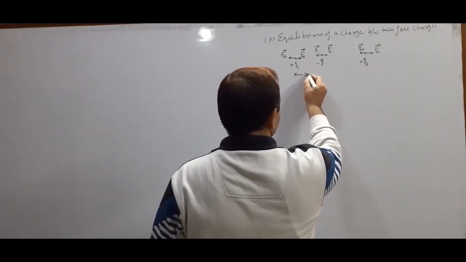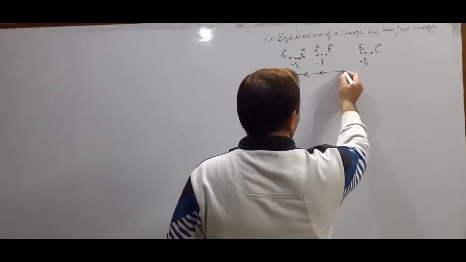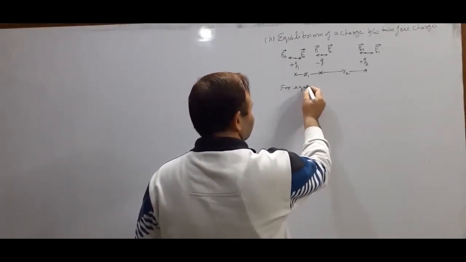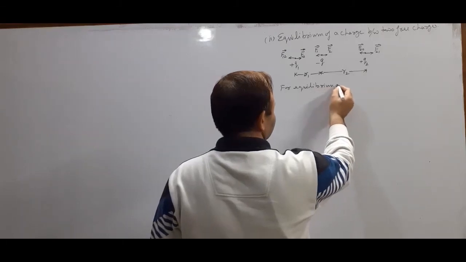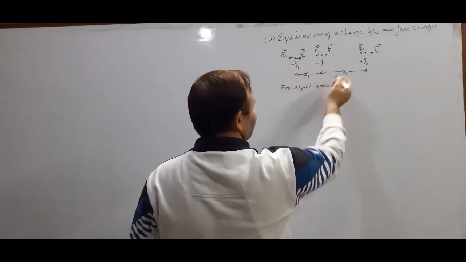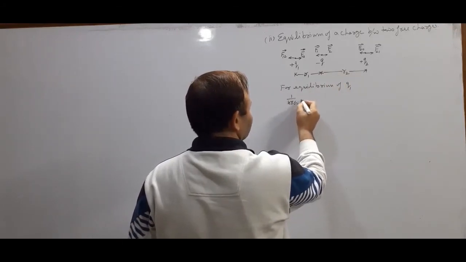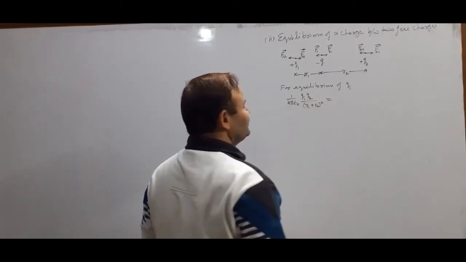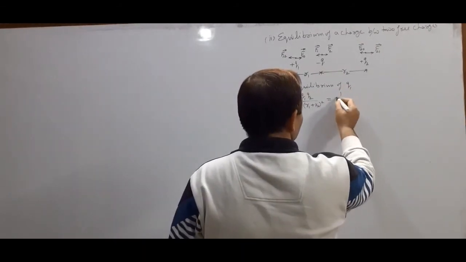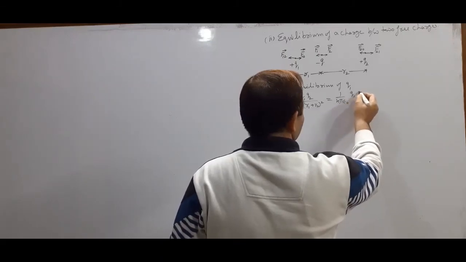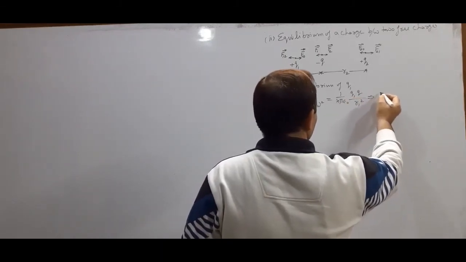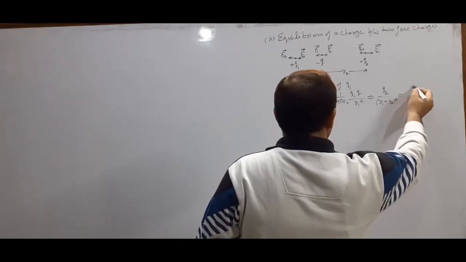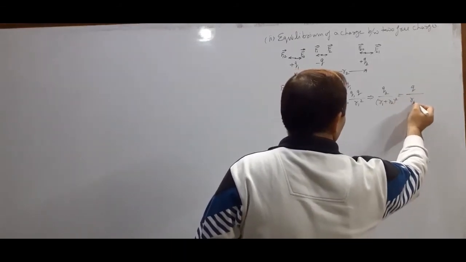If these distances are, say, R1 and R2, then for equilibrium of Q1, F12 means 1 over 4 pi epsilon naught Q1Q2 upon R1 plus R2 whole square equal to F10, 1 over 4 pi epsilon naught Q1Q upon R1 square, which implies Q2 upon R1 plus R2 whole square equal to Q upon R1 square.